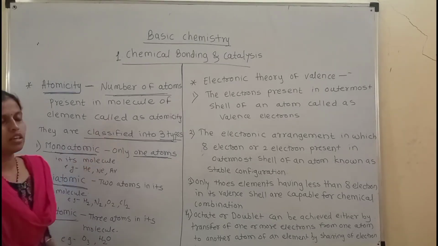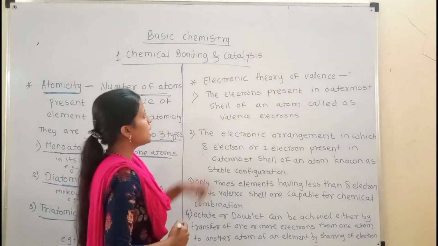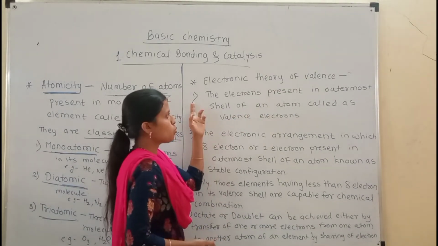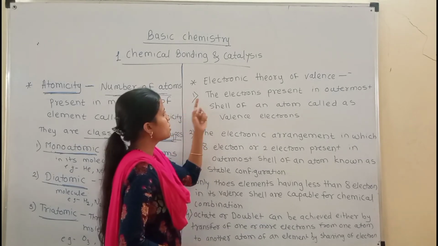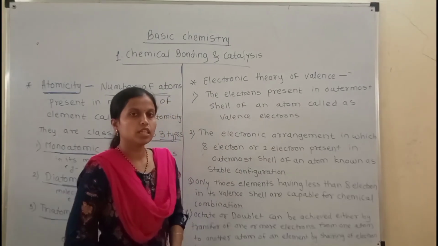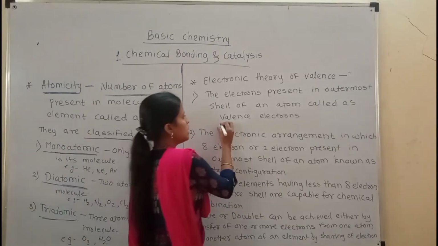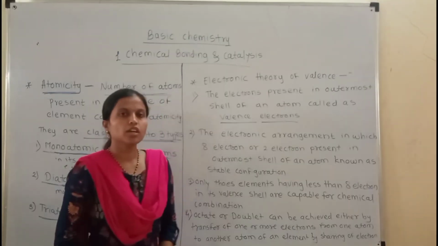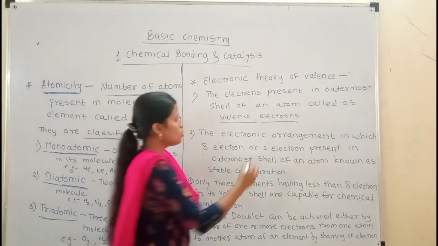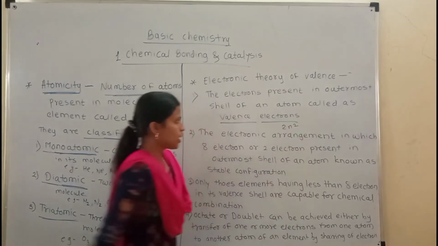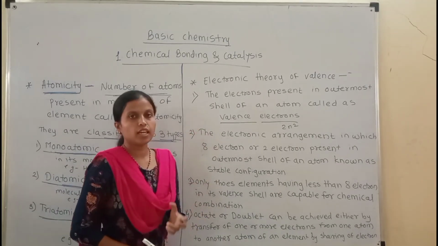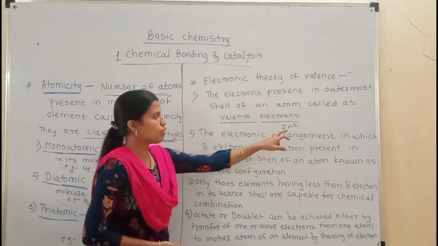So let's see the next topic of this unit, the electronic theory of valence. We already discussed the first point of this theory: the electrons present in the outermost shell or orbit of an atom are called valence electrons. In this point we also discussed that the maximum number of electrons in different shells is given by the formula 2n square.